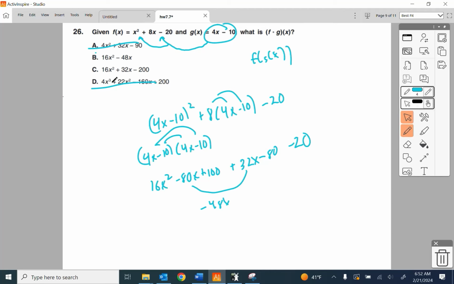Did I screw up somewhere? Oh, I didn't mess up anywhere, did I? Because this is minus 100. Those cancel. Just went brain dead for a moment. It's choice B. Almost done.